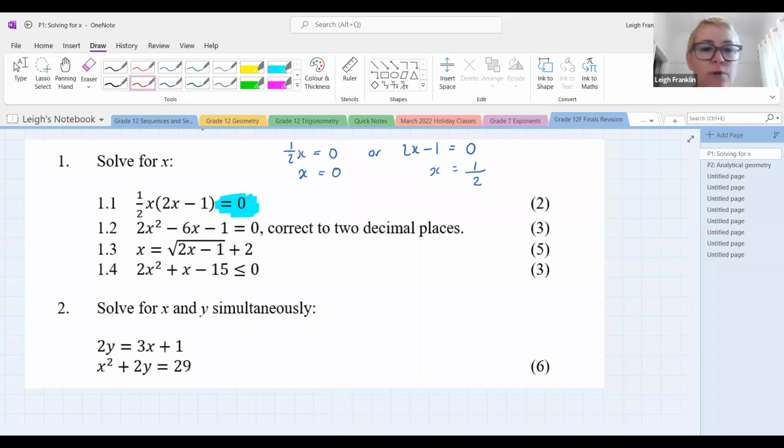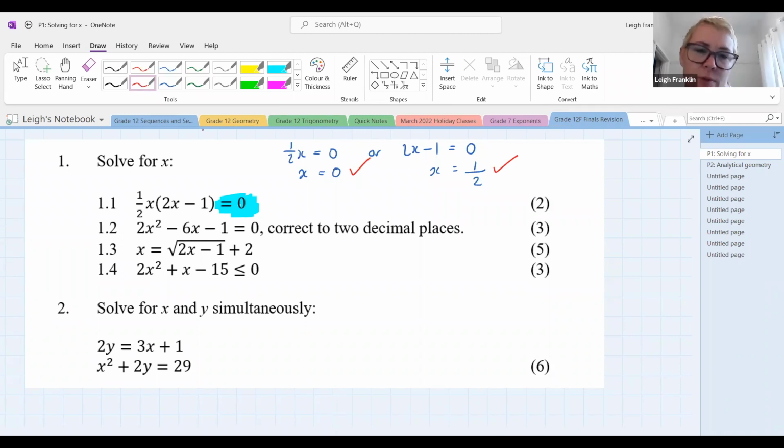Okay, so that's why it's out of 2 marks. 1 mark for x is 0. 1 mark for x equals a half. Okay, so we absolutely have to get that question correct. 1.2 says 2x squared minus 6x minus 1 equals 0. Correct to 2 decimal places.